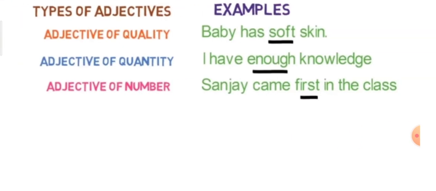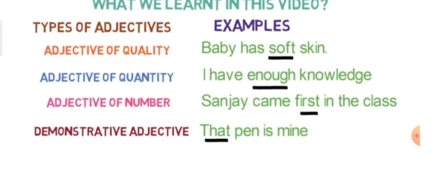Next, adjective of number. Sanjay came first in the class. This first is the number. We can say Sanjay came second or Sanjay came fifth in the class. When we are giving a particular number, that is adjective of number. Next, demonstrative adjective. When we demonstrate something, we point at something, like that pen is mine. I am pointing at the pen and saying that pen is mine.